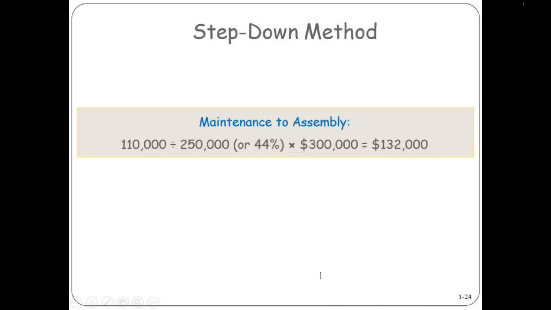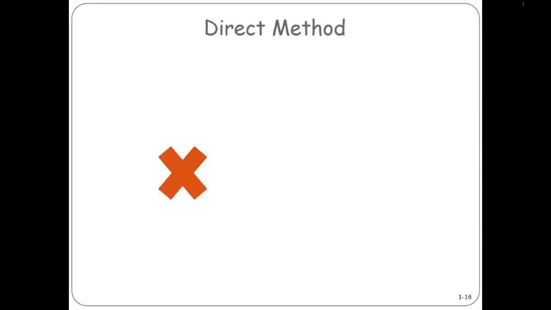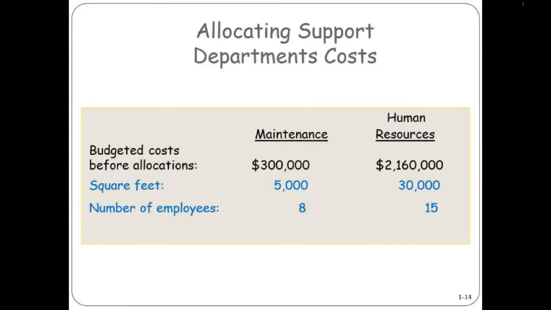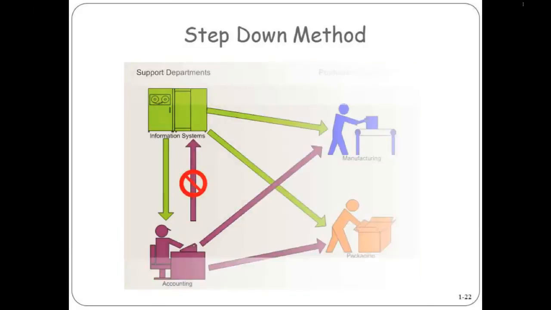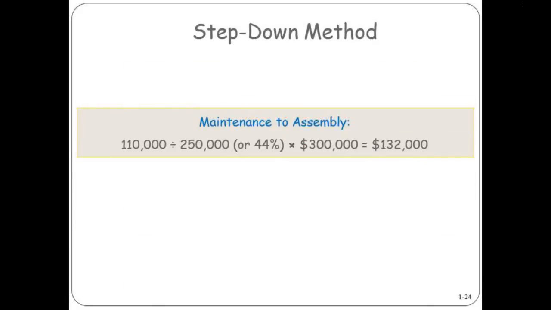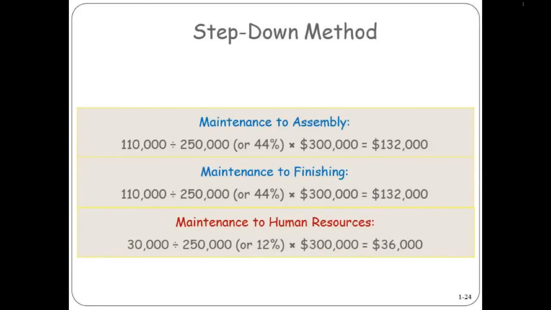So going back to the original numbers, we're going from, I believe, maintenance to HR, so we have to factor in those costs. Maintenance will be allocating 44% to assembly. That's the total of 250, and they had 110. They do the same for finishing. And then they have their 12%. That 12% goes to HR.